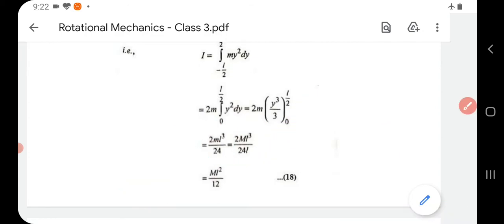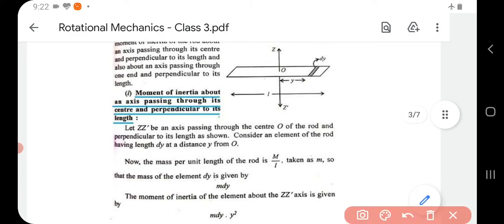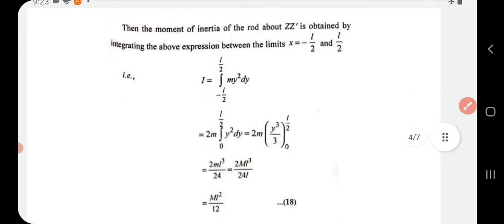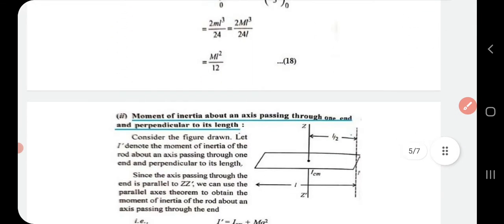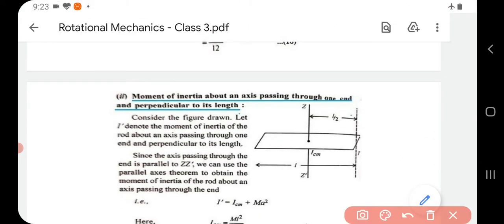Final answer is ML square by 12. That is the moment of inertia of the thin rod about an axis passing through its center and perpendicular to its length. That is the first case. Now the second case, you are going to find the moment of inertia about an axis passing through one end and perpendicular to its length.